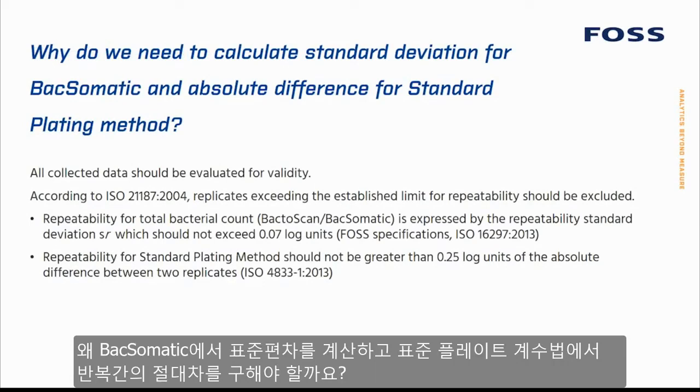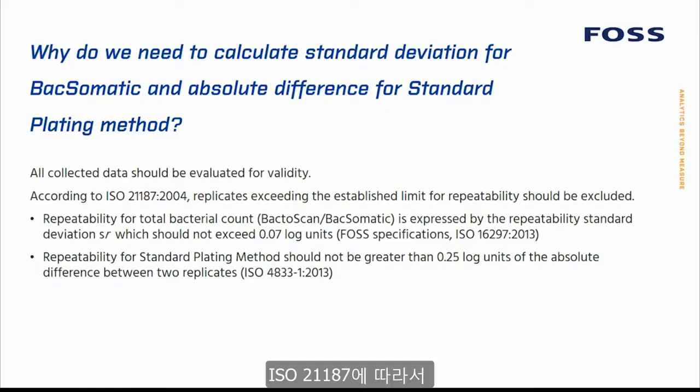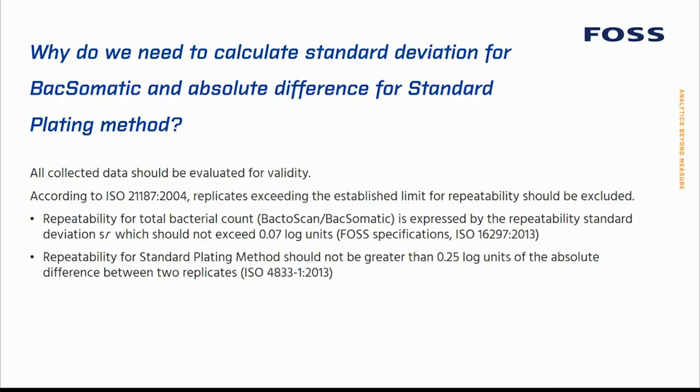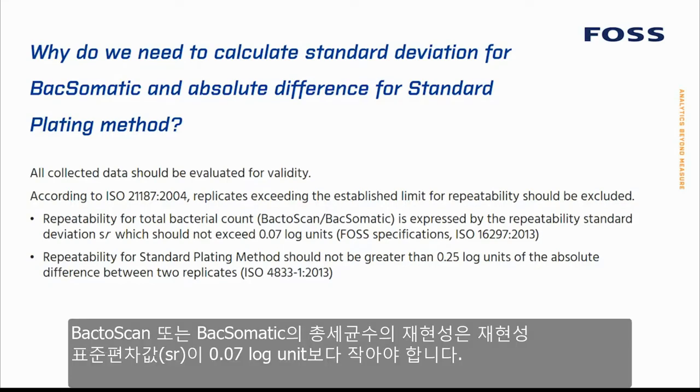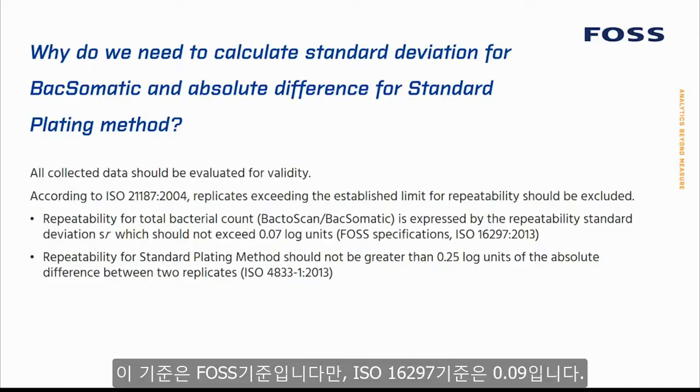Why do we need to calculate standard deviation for BacsoMatic and the absolute difference for the standard plating method? All collected data should be evaluated for validity. According to ISO 21187, replicates exceeding the established limit for repeatability should be excluded. Repeatability for total bacterial count on BactoScan or BacsoMatic is expressed by the repeatability standard deviation, which should not exceed 0.07 log units. This is for specification.